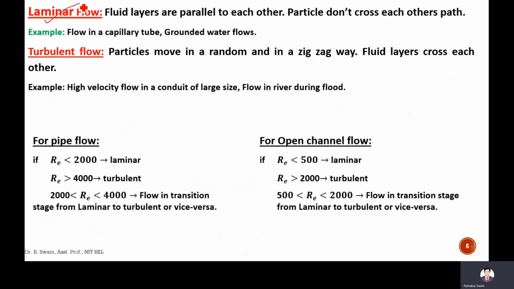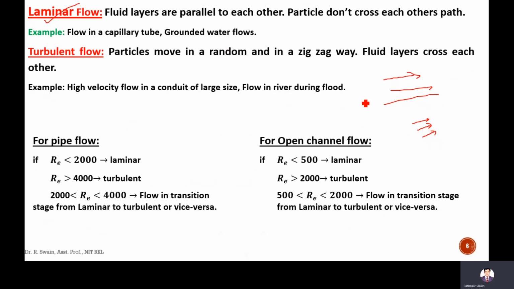Laminar flow, as you might know, is where fluid layers are parallel to each other. During the non-monsoon period, if you go to the river, you will find the fluid layers moving parallel to each other. Particles don't cross each other's path. Flow in capillaries and groundwater flow are all laminar conditions.